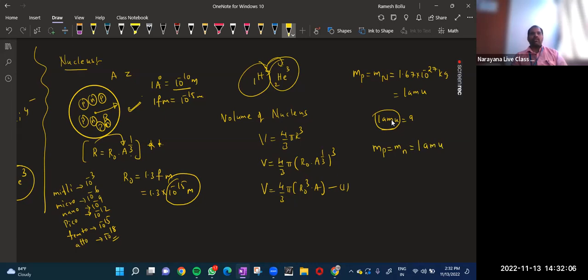But according to Einstein's mass-energy equivalence theorem, in our perspective, we are common people, mass is different and energy is different. But Einstein's world is different. From Einstein's point of view, mass is exactly equal to energy. In his perspective, mass and energy are not different; both are the same. So if you convert this one atomic mass unit into energy, how many electron volts of energy will come? Very good. 931.5 mega electron volt energy will come.